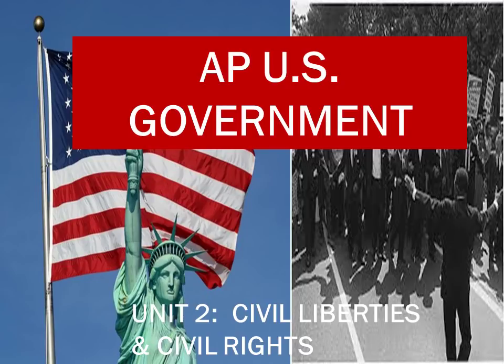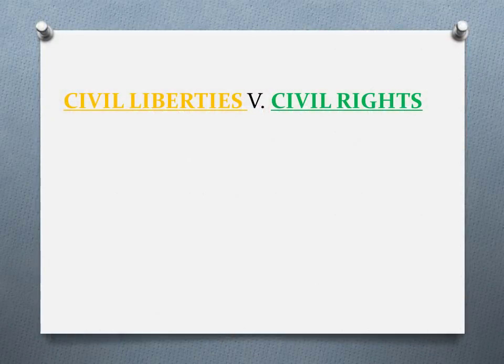This is a review of Unit 2 of AP U.S. Government and Politics entitled Civil Liberties and Civil Rights. The first distinction that AP U.S. Government students would have to make in this unit is the difference between a civil liberty and a civil right.